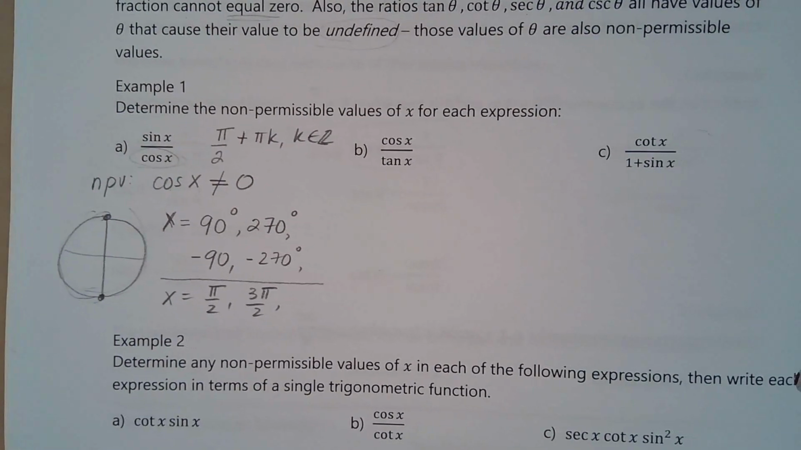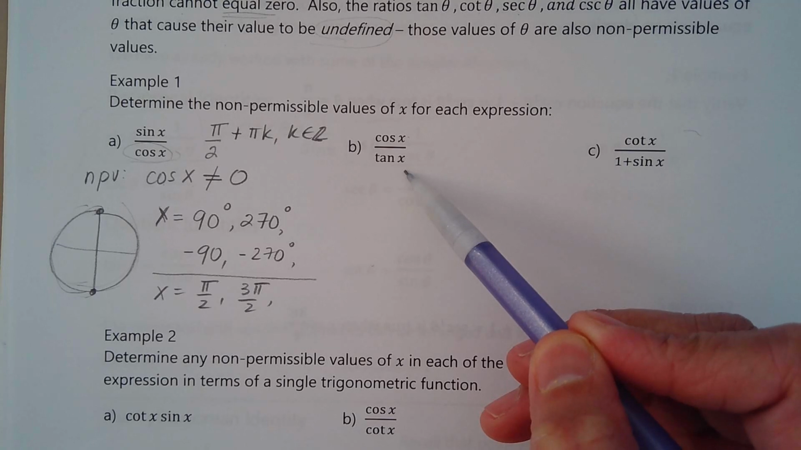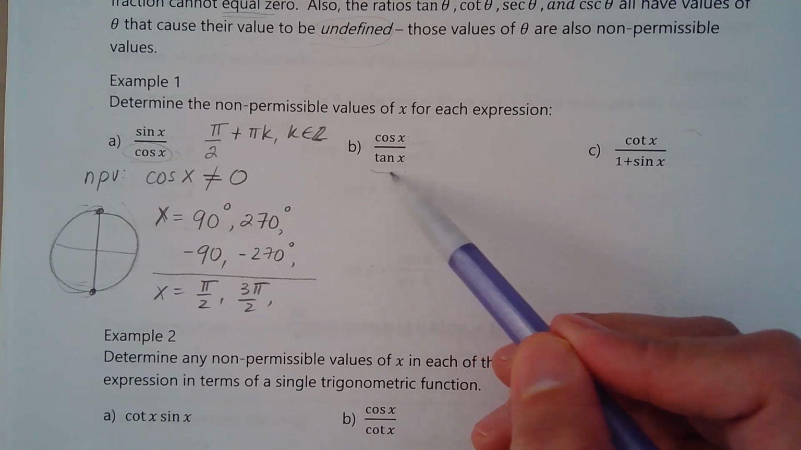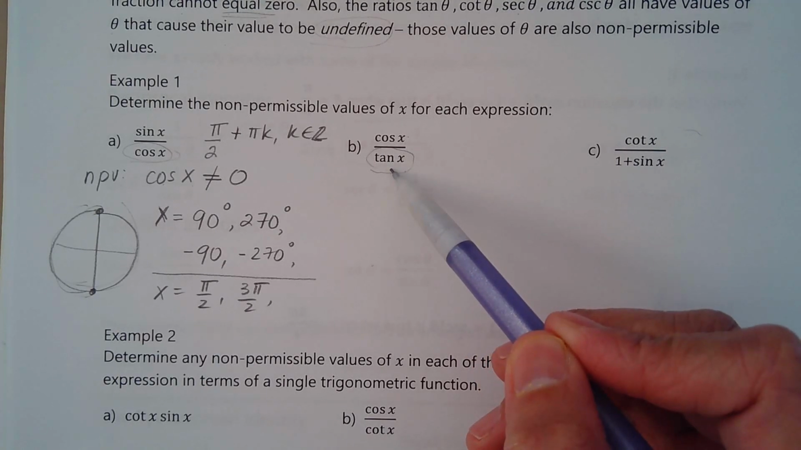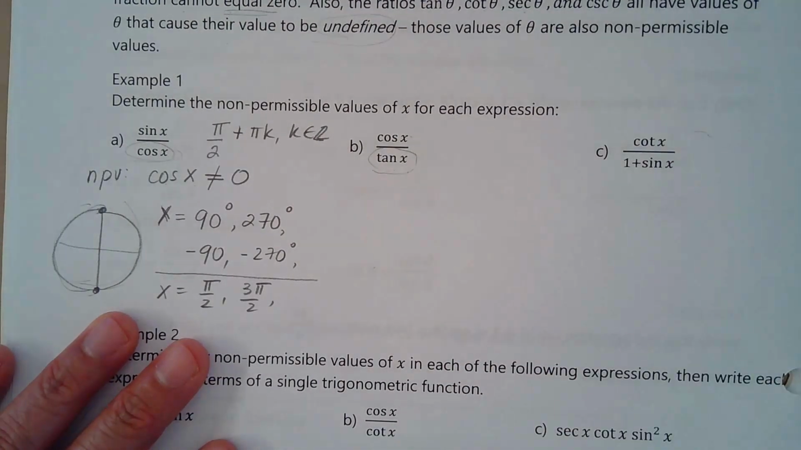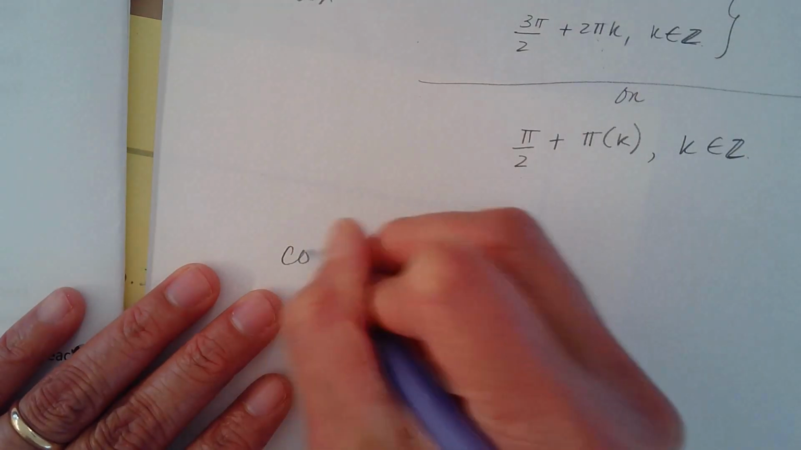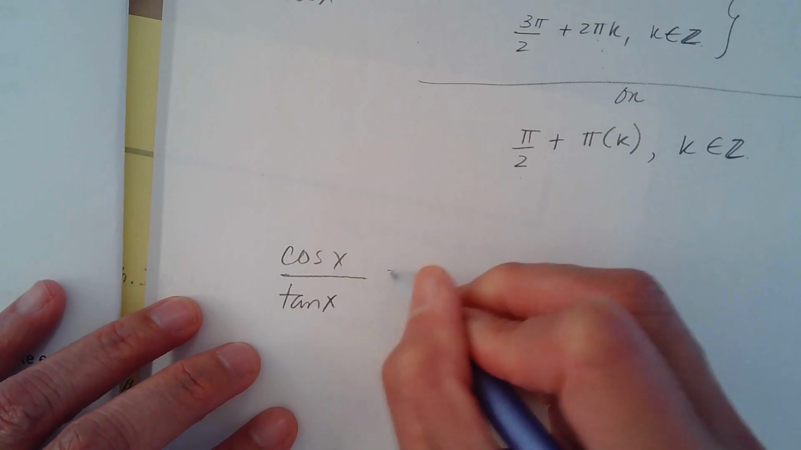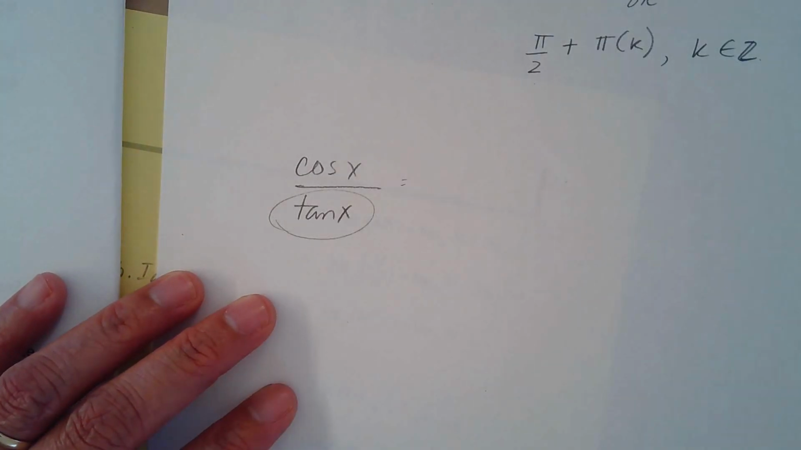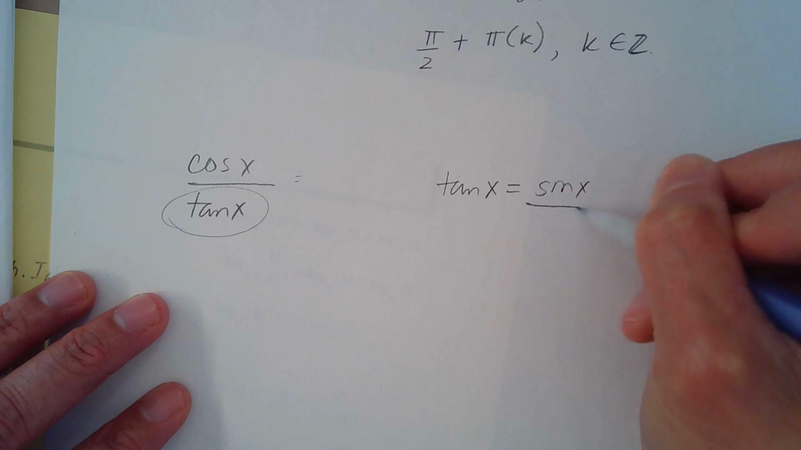Okay, now let's see here. Cos x divided by tan of x. Determine the non-permissible value. What's a non-permissible value for tan of x? Now we're probably thinking, well, how do you get a tan of x? Cos of x over tan of x. What's tan of x? Tan of x is sine of x over cos of x.